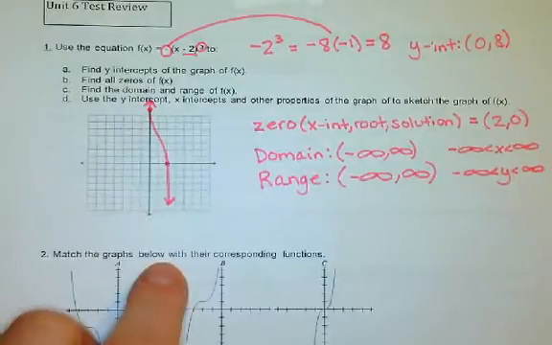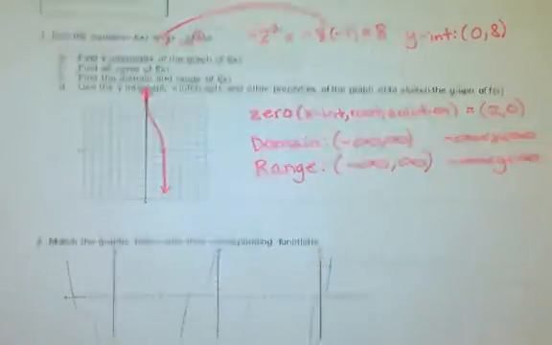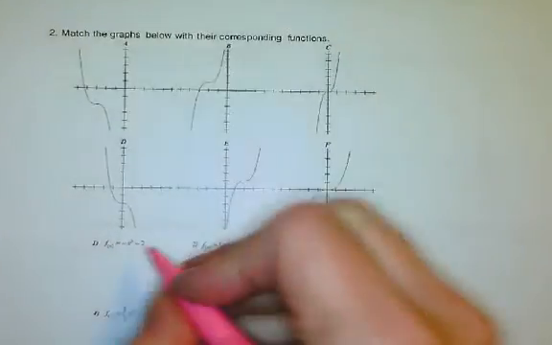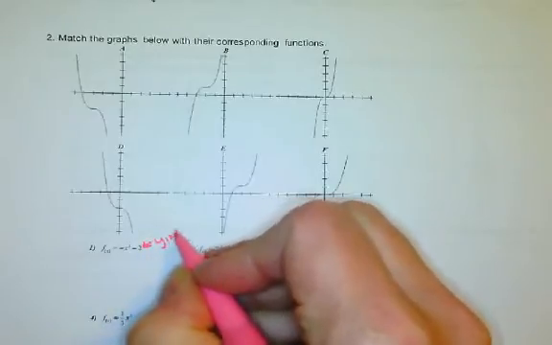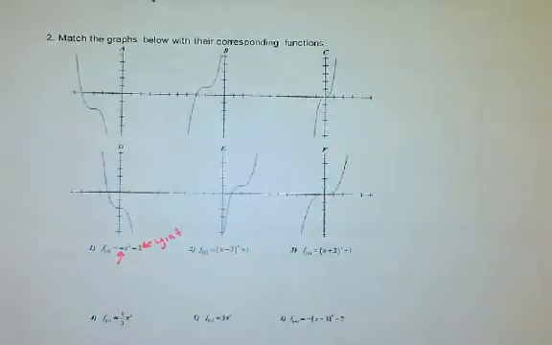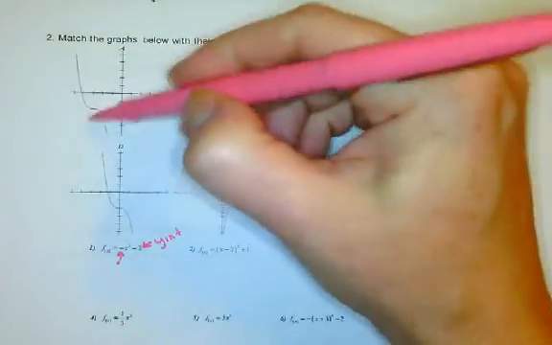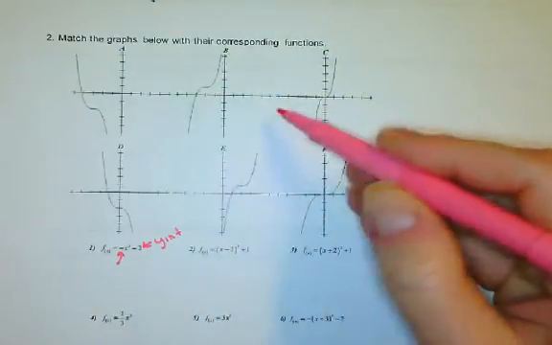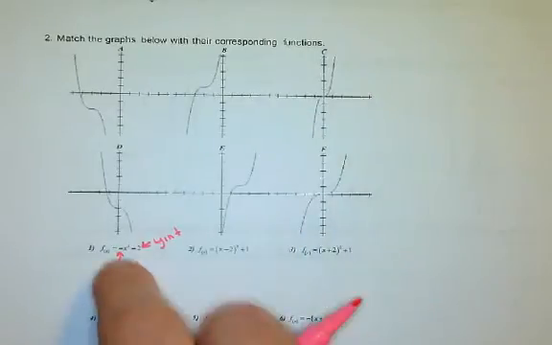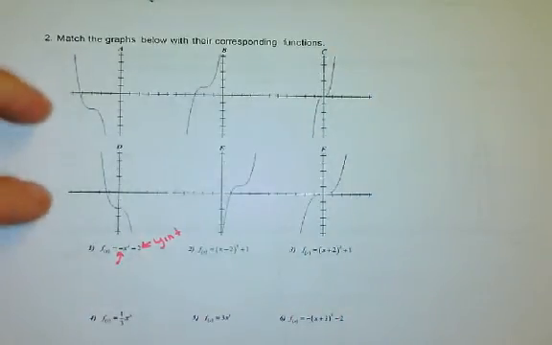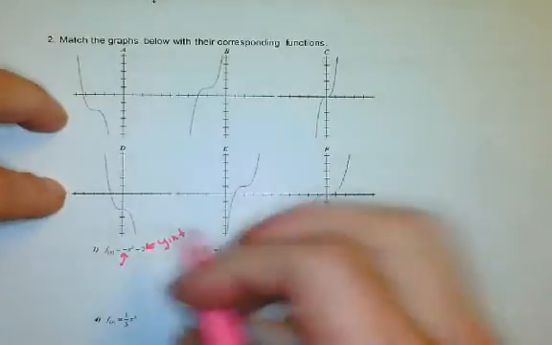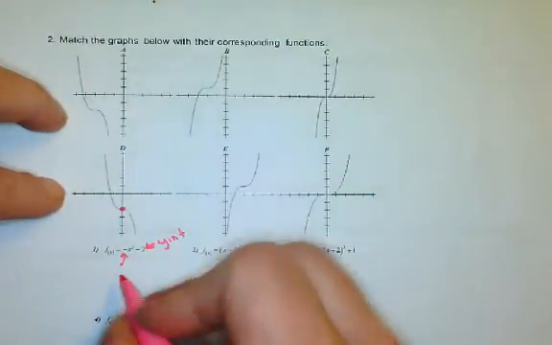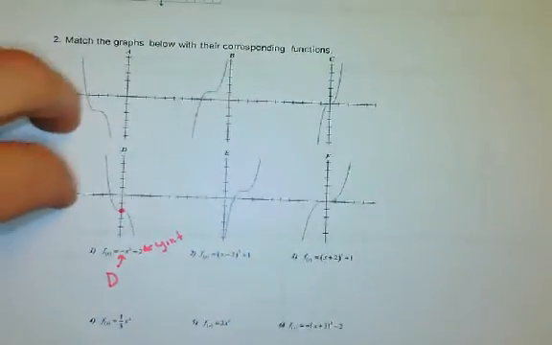Okay, for the next one, you're going to match the graphs below with their corresponding functions. Looking at the first one, it says negative x cubed minus 2. Now this last number right here is your y-intercept. I also notice that this negative is going to make it go down. This one is going down, this one is going down. Notice how these others are going up. So because of that negative, it has to be one of these two because it's falling. Also, this is your y-intercept, and this one right here crosses the y-axis at negative 2. So number 1 is graph D.